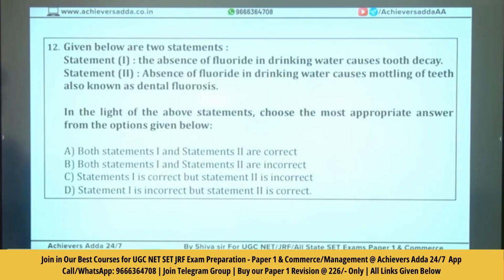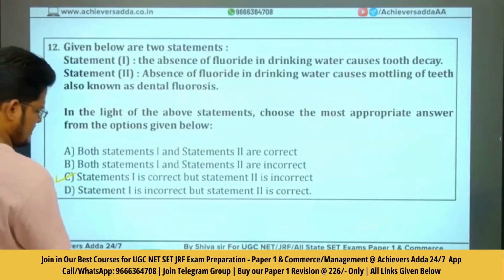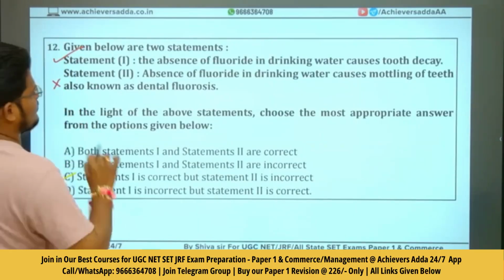Temperature inversion in the atmosphere mainly causes dust storms, dispersion of air pollutants, accumulation of air pollutants, ozone depletion. So the answer for this question will be the third one, option 3. That is, statement 1 is correct only, number 2 is wrong.